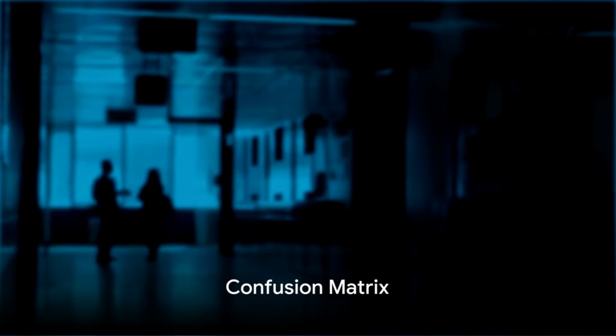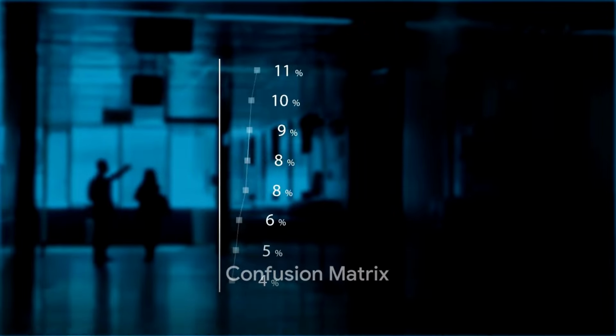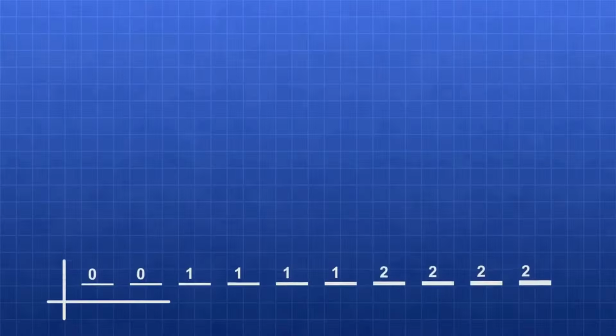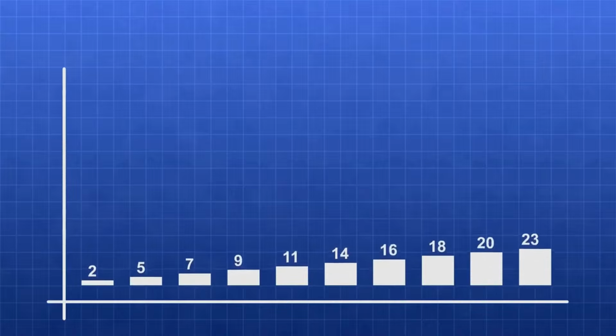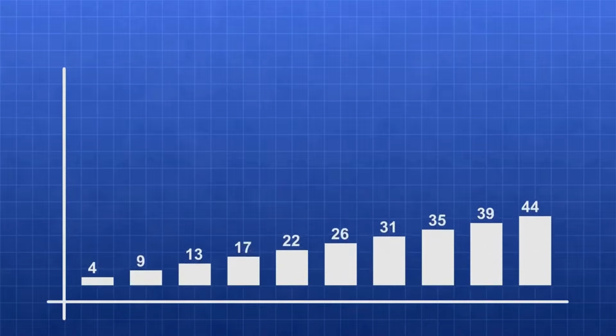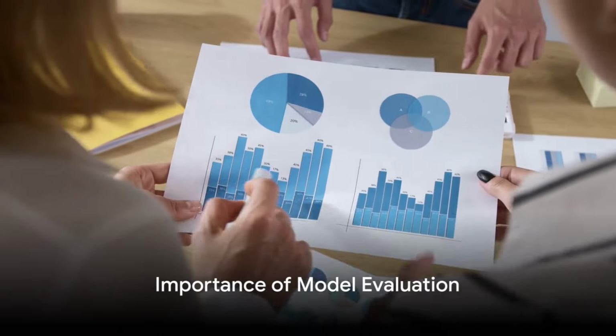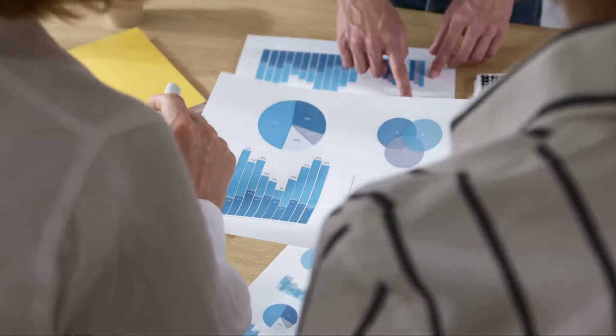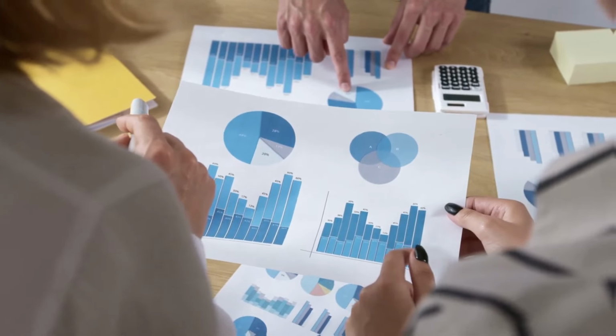Moving on, let's discuss the confusion matrix. This matrix helps us visualize the performance of a model, especially in binary classification. Visualize true positives, true negatives, false positives, and false negatives. Understanding model evaluation is vital for informed decision-making. It ensures that your AI initiatives are delivering the expected results.